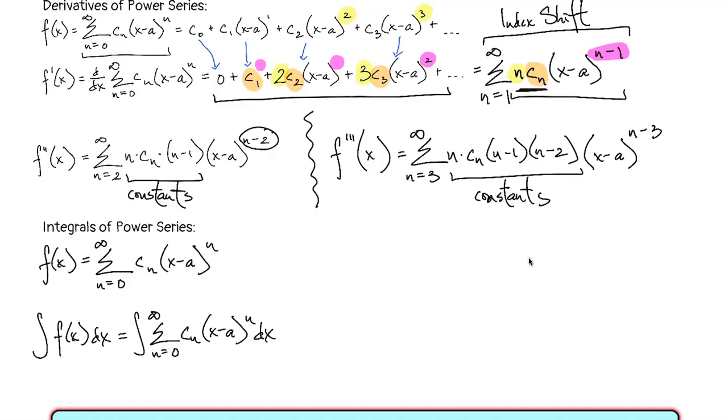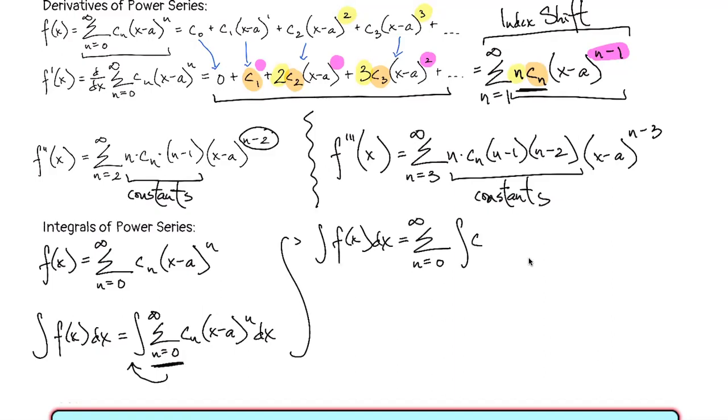Now, one neat thing we can do is switch the order of this. We're going to pull the series out to the front, and then integrate that c sub n times (x minus a) to the n. So the integral of f of x dx is going to be the sum of the integral of c sub n (x minus a) to the n dx.